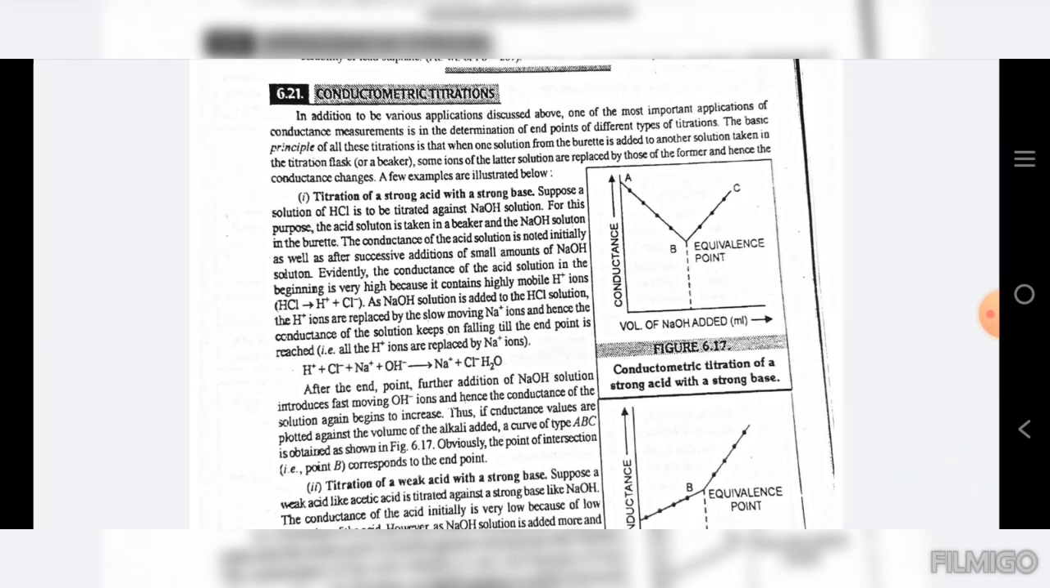Conductometric titrations. In addition to the various applications discussed above, one of the most important applications of conductance measurements is the determination of endpoints of different types of titrations. The basic principle of all these titrations is that when one solution from the burette is added to another solution taken into the titration flask or a beaker, some ions of the latter solution are replaced by those of the former and hence the conductance changes. A few examples are illustrated below.